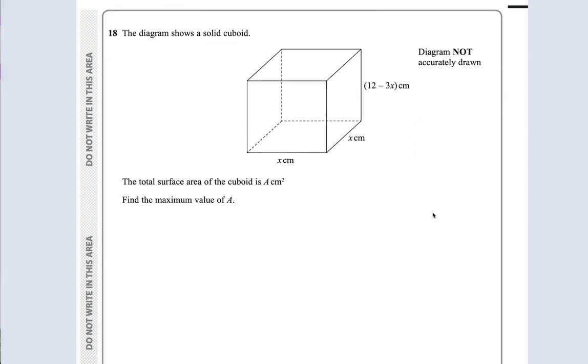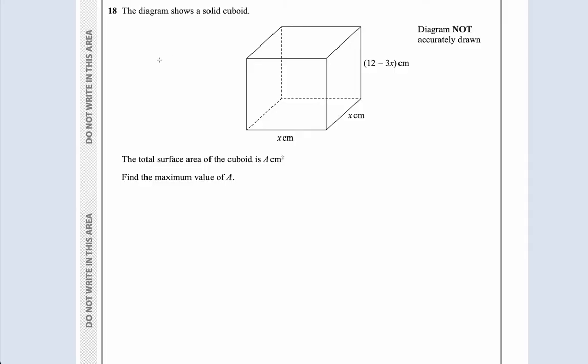Okay. Question 18. So we have a solid cuboid, and it says the total surface area of the cuboid is A. Find the maximum value of A. Okay, this, guys, is not an easy question. This involves differential calculus. If you haven't studied calculus yet, you won't be able to do it. And if you have, it's not that hard.